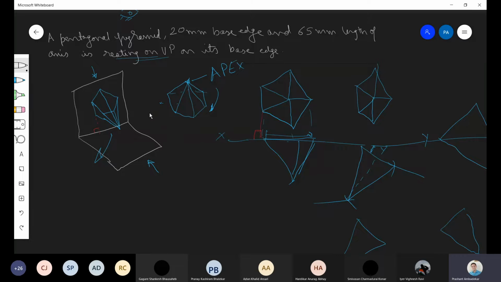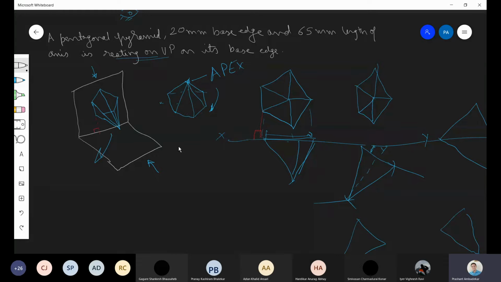Now, next thing is it's given in the question that it is resting on VP. So since it is resting on VP, first we will imagine it is resting on HP. Okay, so if it is resting on HP, then you have to imagine that the pentagon is kept on the HP. मतलब हॉरिजॉन्टल प्लेन पे. सपोज तुम्हारे पास मोबाइल है, उसको रख दो हॉरिजॉन्टल प्लेन पे, तो उसका बेस कैसे रहेगा? Its base will be touching the horizontal plane. The entire base will be touching the horizontal plane. Okay, now you are imagining that the pentagonal pyramid is resting on HP. मतलब वो पूरा का पूरा HP पे खड़ा है ऐसा. It is kept on its base on the HP.